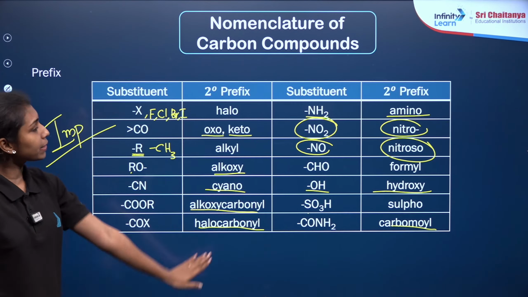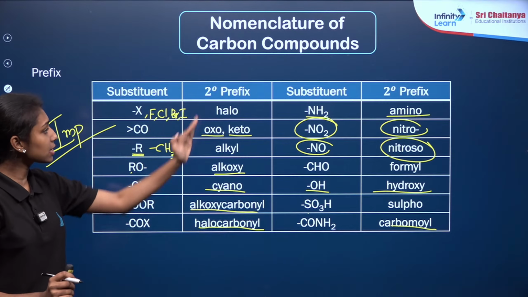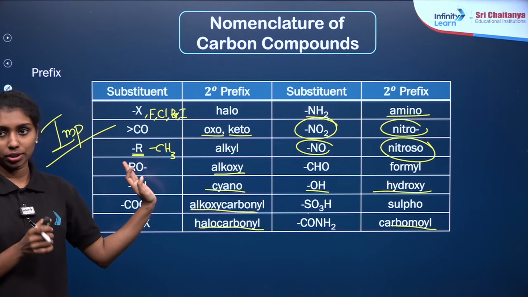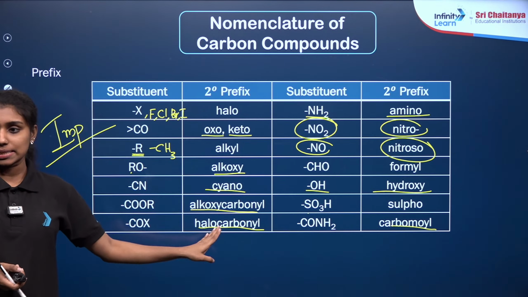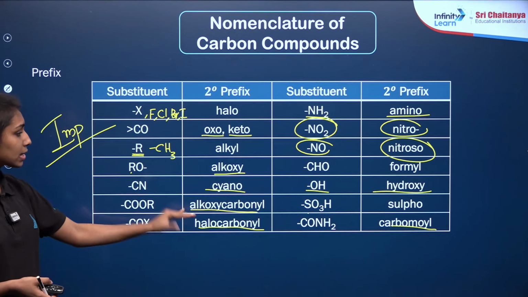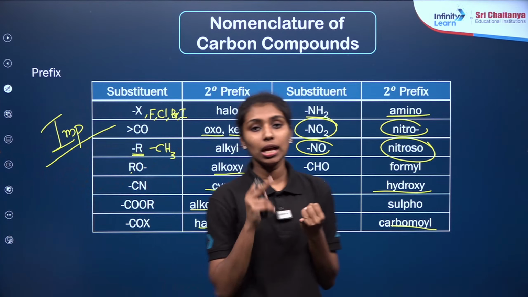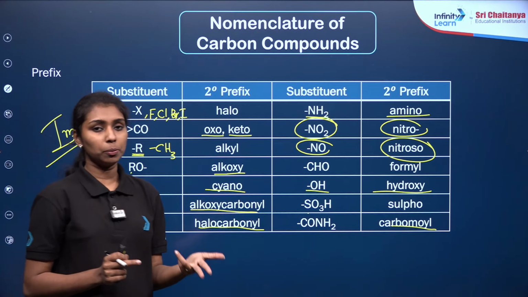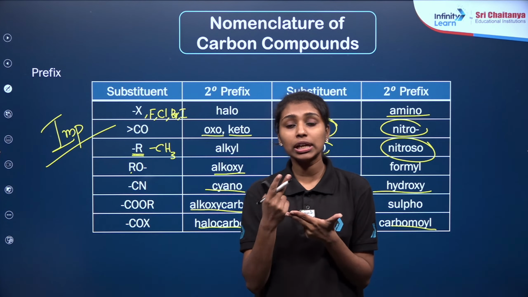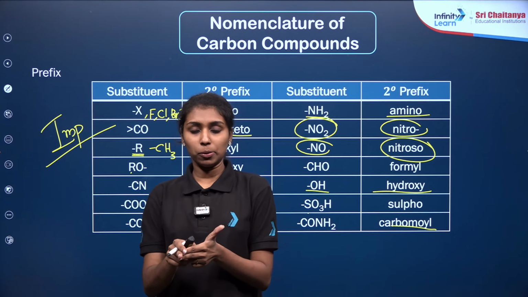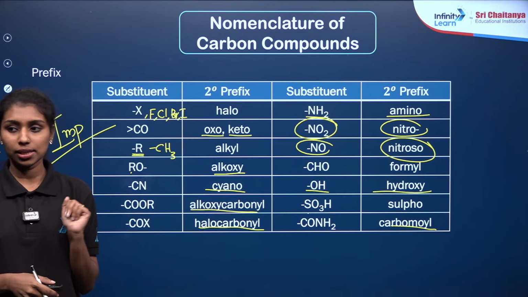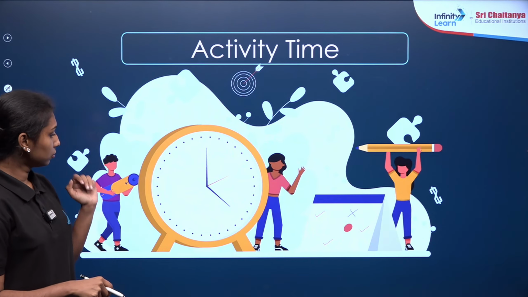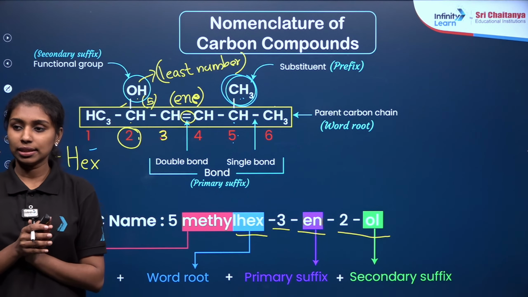So this is the data of prefixes. If you have any of these components in the compound, it will be given as a prefix name. So in order to get an idea, you need to memorize this table first, right? Suffix we have already mentioned. The primary suffix will be for multiple bonds: single bond, double bond or triple bond. If the compound contains functional groups other than the multiple bonds, it will have a secondary suffix. Clear? Then the root word is based on the number of carbon atoms. Is that clear, Arush?